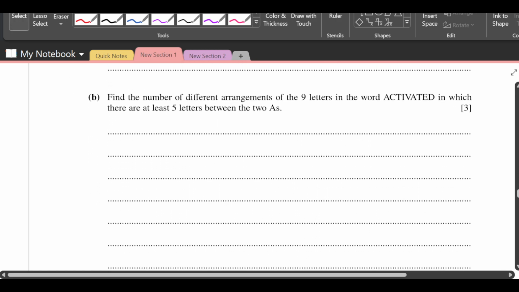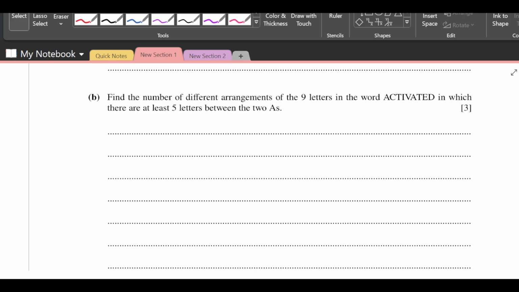Now B part. Find the number of different arrangements of the 9 letters in the word ACTIVATED in which there are at least 5 letters between two A's. At least 5 letters. So there could be 5 letters or 6 letters or 7 letters. So 1, 2, 3, 4, 5, 6, 7, 8, and 9. 9 letters.